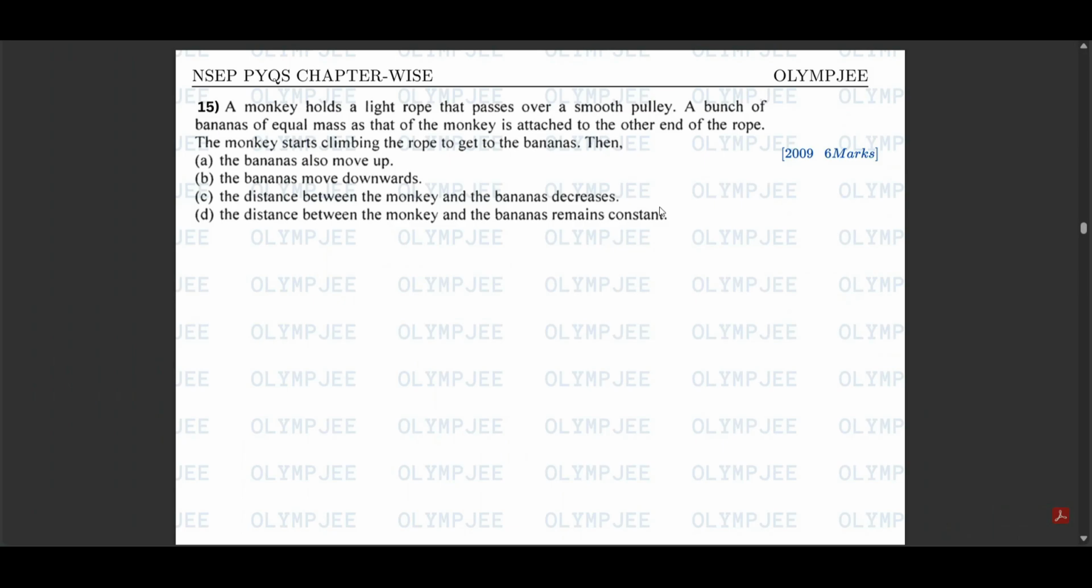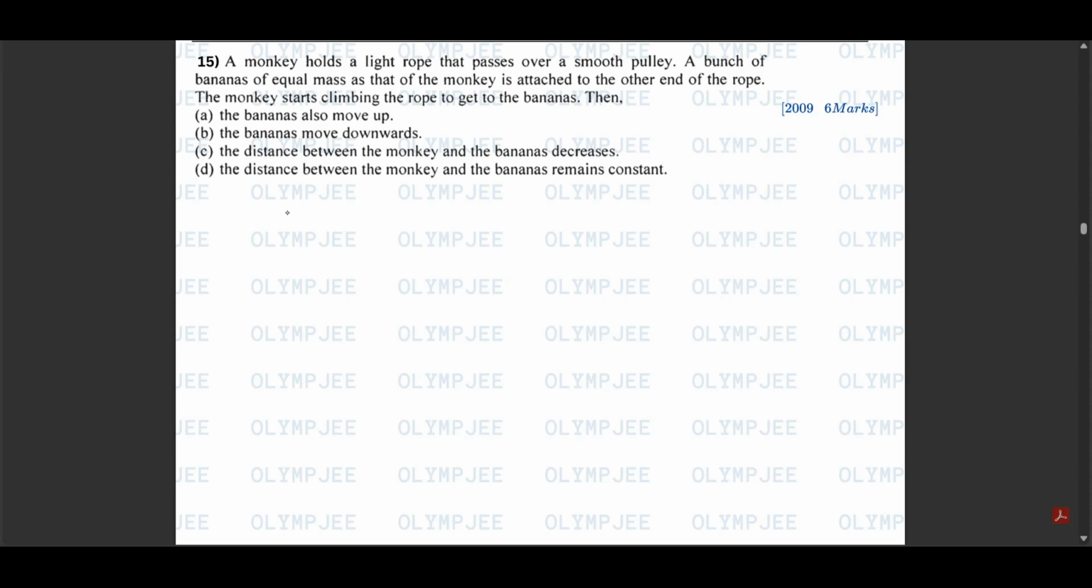So moving on to question 15, it says that a monkey holds a light rope that passes over a smooth pulley. A bunch of bananas of equal mass as that of the monkey is attached on the other side of the rope. The monkey starts climbing the rope to get to the bananas, then. Okay, so the situation is like this. Assume that the monkey is here with mass m and the bananas are here. So the monkey will start climbing upwards, so there will be tension T and mg will be acting downwards.